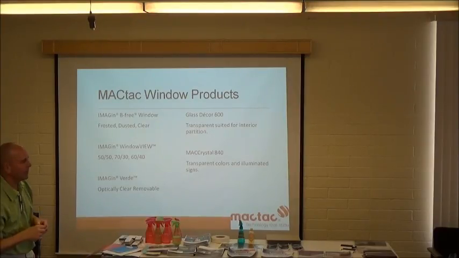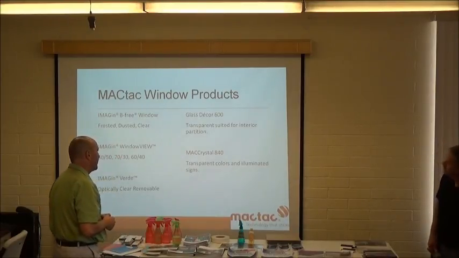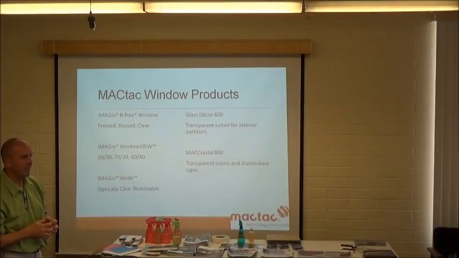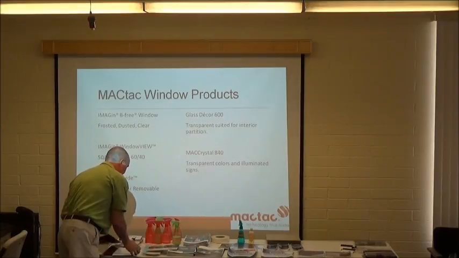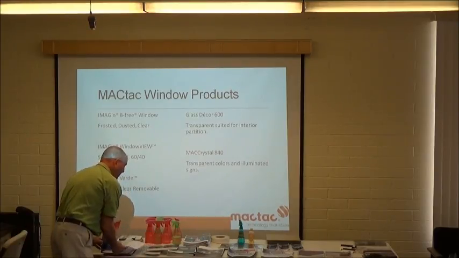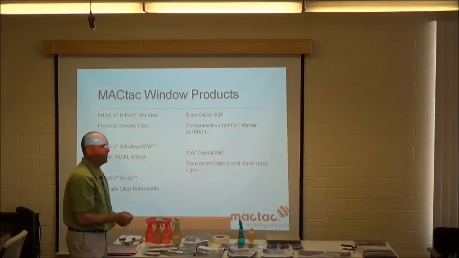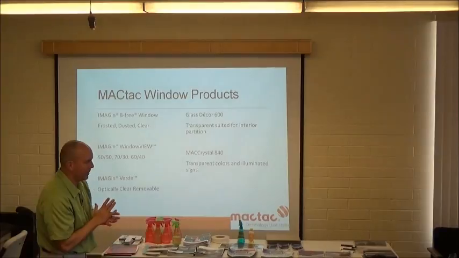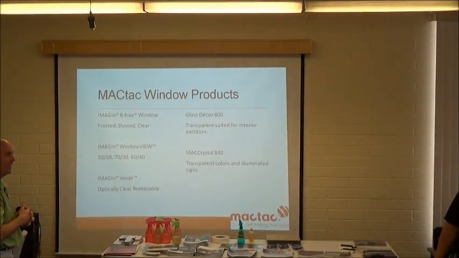Did you have the 9700 in there? I just realized we missed that one. There's another whole product line called 9700 series MACtac. That's the translucent colors for light boxes and whatnot. You can use this for light boxes too. But it's clear, so you're going to see the light bulb. I see. Unless you put a diffuser on it, then you might have to use 9700.